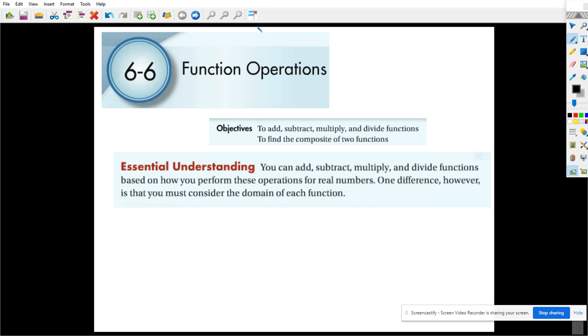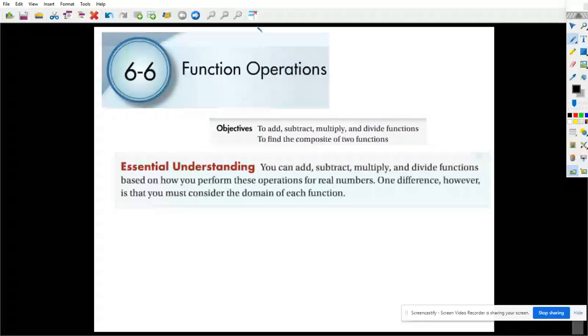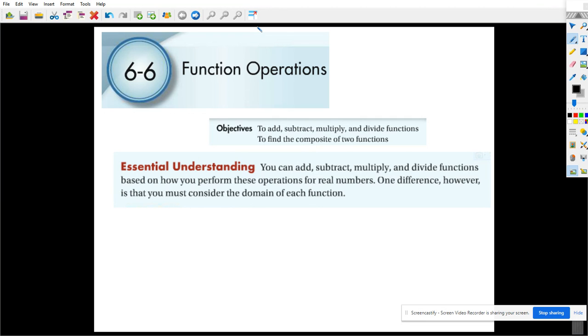All right, function operations. So we're going to split 6.6 up into two lessons. And the first thing that I want to talk about is a little bit of review. Function operations, and I'm hoping this lesson is really simple. We're just going to be adding, subtracting, multiplying, and dividing. But we're just going to do those things with a different notation. The math isn't going to change.